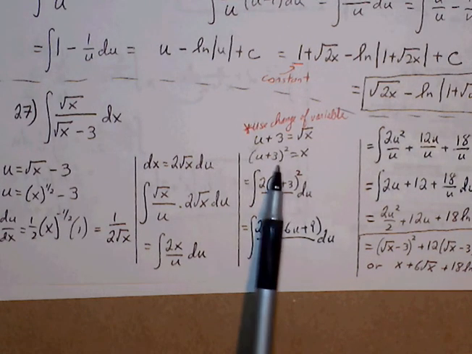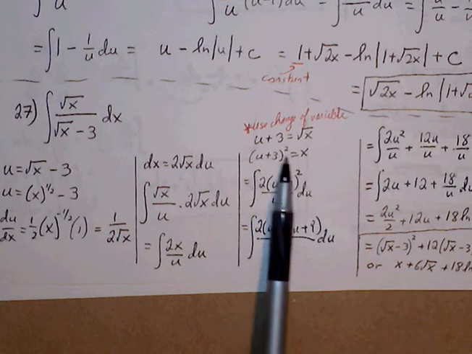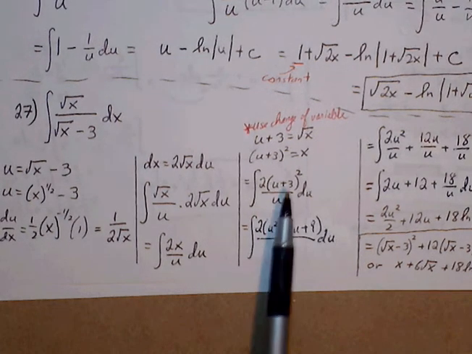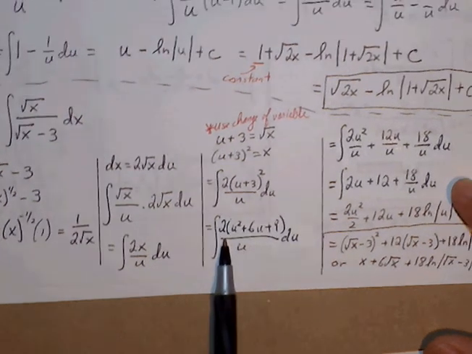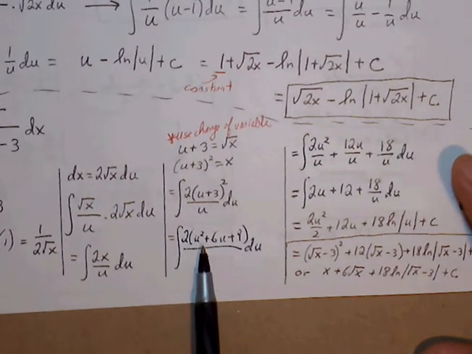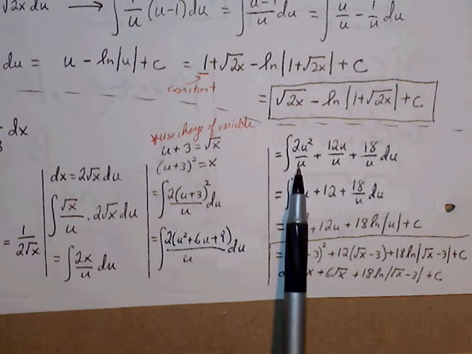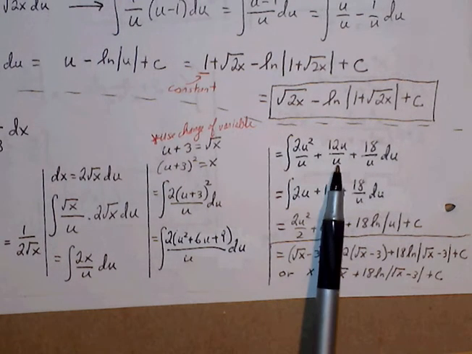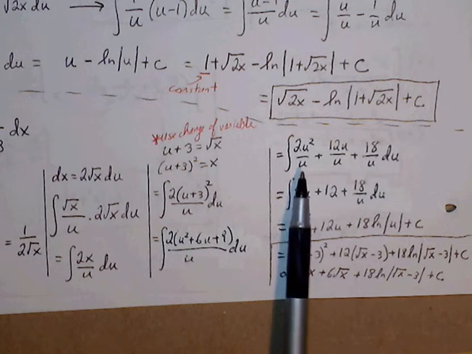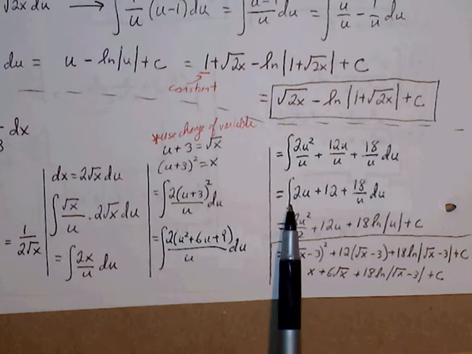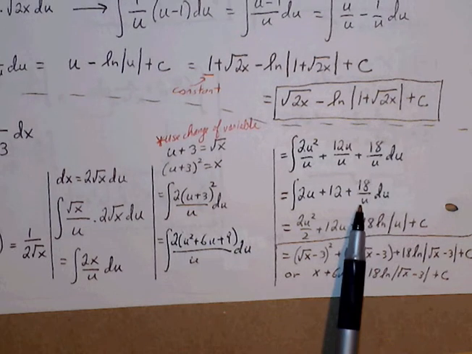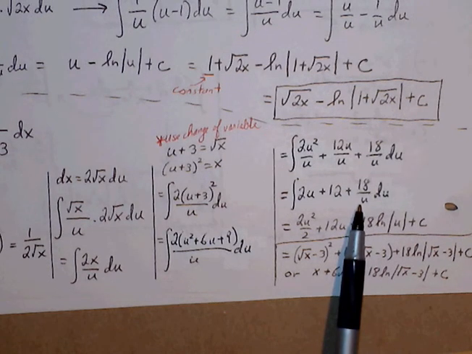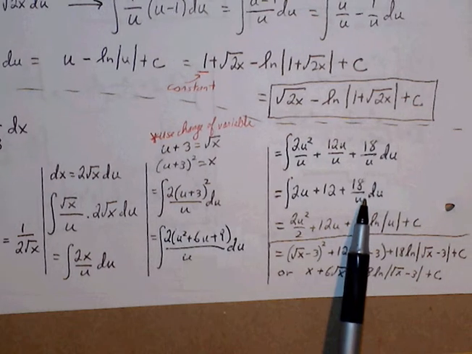Now we just look to see how we can clean this up so we can apply power rule. Expand the u plus 3 squared to be u squared plus 6u plus 9. Distribute the 2 through, split up into individual fractions. And from here we can continue simplifying. This becomes 2u. This becomes 12. And the third term is integral of 18 over u du, which we can apply natural log rule.